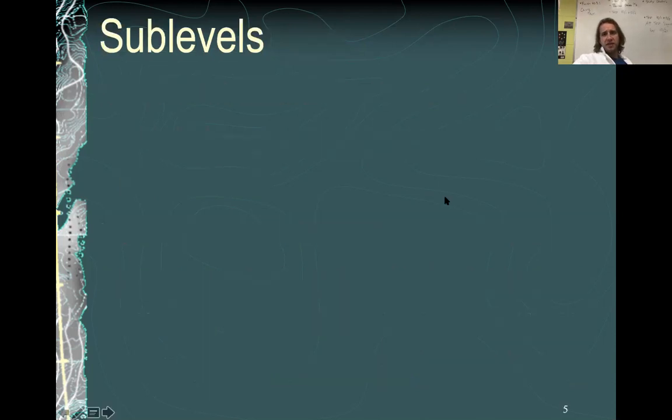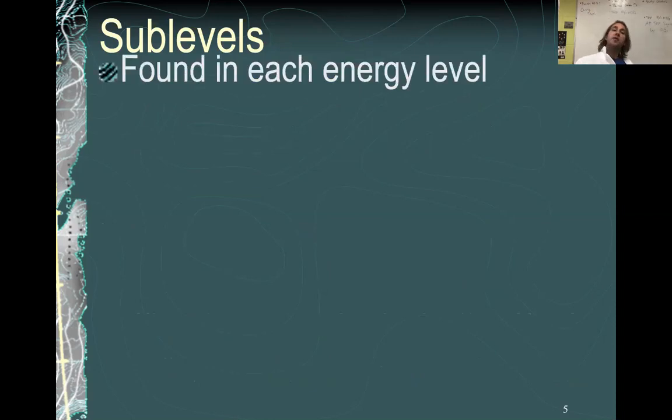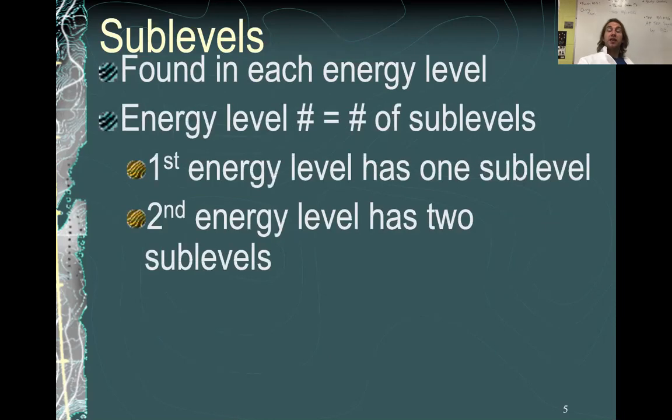Within each of those energy levels are the sub-levels. We're going to take those energy levels and split them down a little bit, to be more specific as to which electrons we're talking about. These are found within each of our energy levels. In each energy level, you can have as many sub-levels as your energy level number. So in the first energy level, you can only have one of them. In the second energy level, with more space further out, you can have 2 sub-levels. In the third energy level, you can have 3 sub-levels. In the fourth, you can have 4 sub-levels.